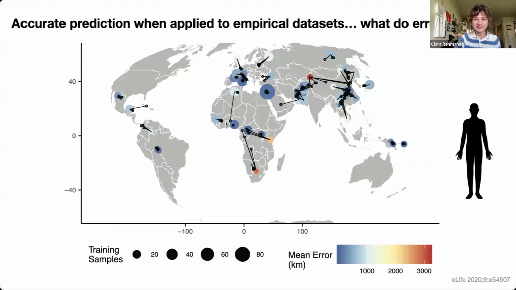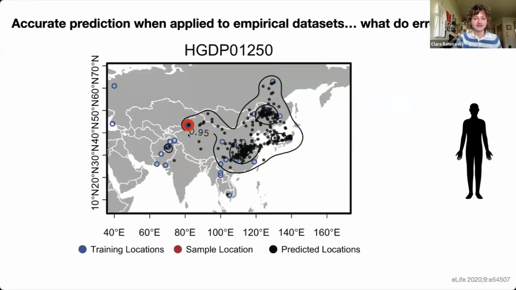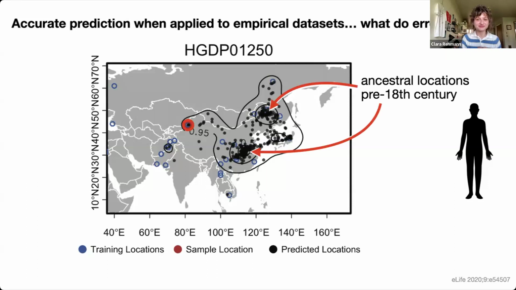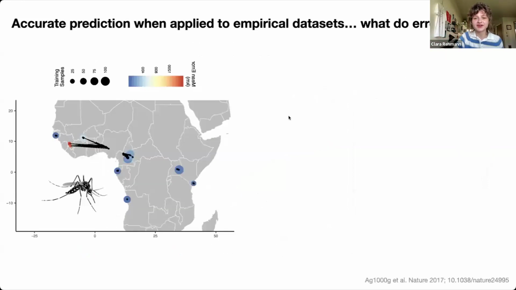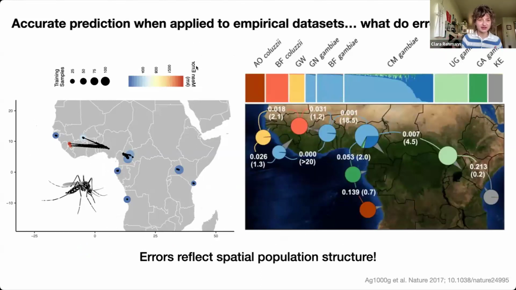So we were wondering, what's causing that? Zooming in on the individual with the biggest prediction errors in this data set, this is somebody with Xibo ancestry. Their errors kind of project towards Eastern China, which is where that ethnic group lived prior to the 18th century. So those errors are kind of pointing towards ancestral locations. If we go back to our mosquito friends, Anopheles gambiae, we again see some outliers in error, particularly in West Africa, which is also where there's a lot more mixed population structure. So we think that when there are errors in location prediction, they're telling us something about how genomes are moving through space and time.